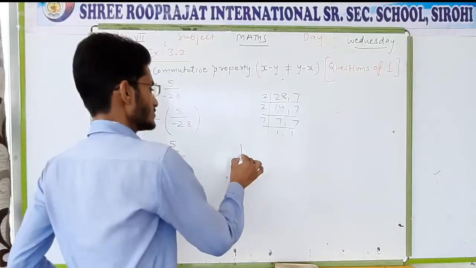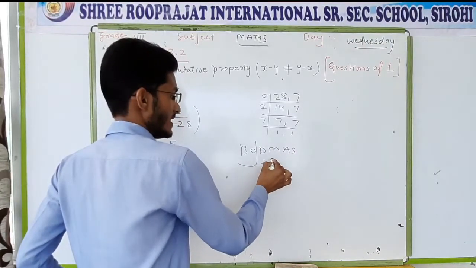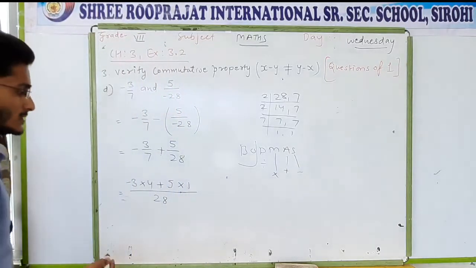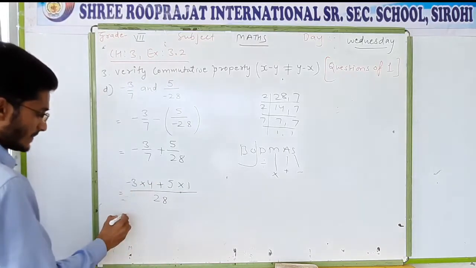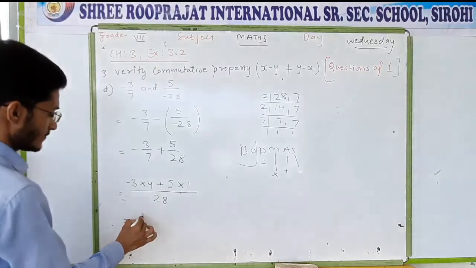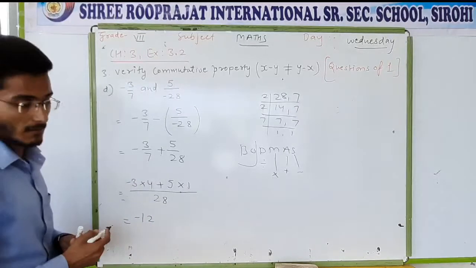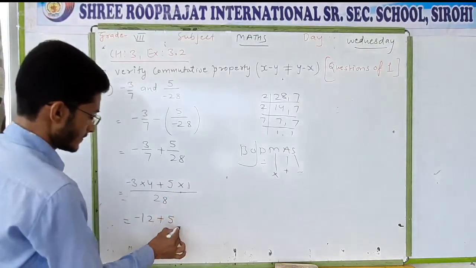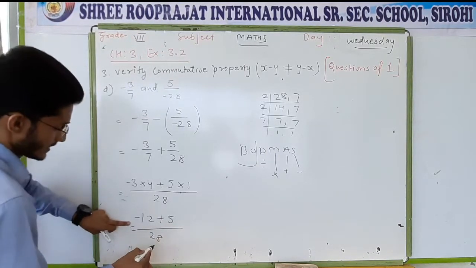If we talk about the BODMAS rule, BODMAS means first of all you divide, then multiply, then add, and then subtract. So here are multiplication and addition. First of all you have to multiply. If you multiply minus 3 and 4, 3 times 4 you will get 12. There is one negative number, so minus times plus you will get a minus. Next one, 5 multiplied with 1, you will get 5. And the denominator is as it is, 28.